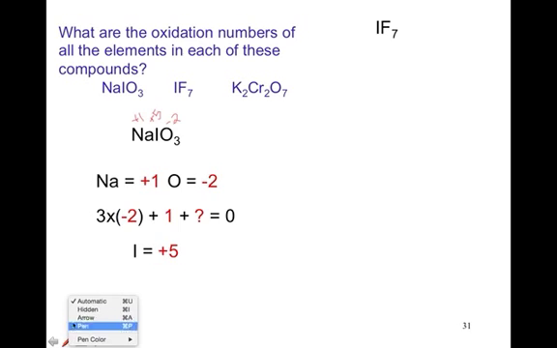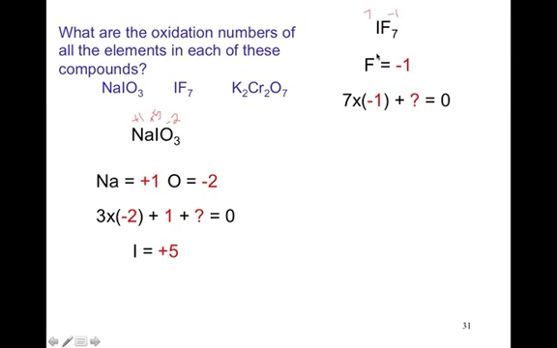Okay, let's look at IF7. This one's really not too bad because fluorine, we had that word always, which is great. So -1 gives me a -7. So iodine must be +7. Let's see how we did. Got it. Okay. Little trickier one now, but we can still do it.